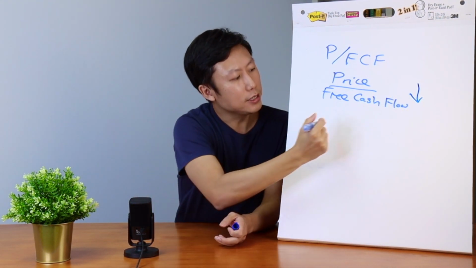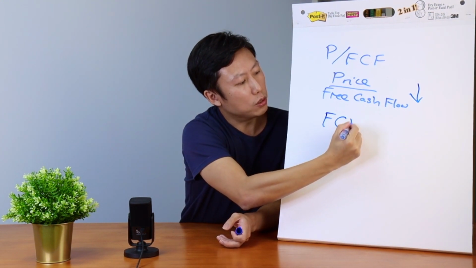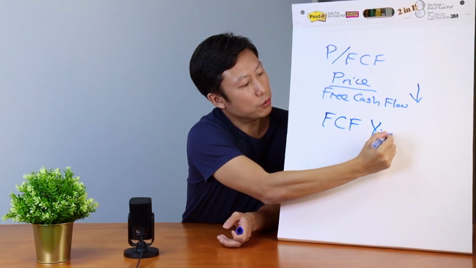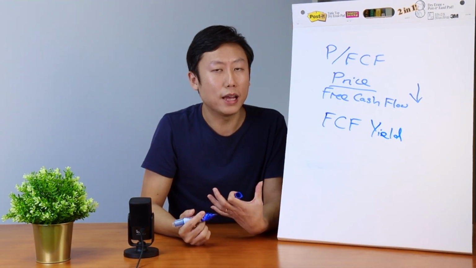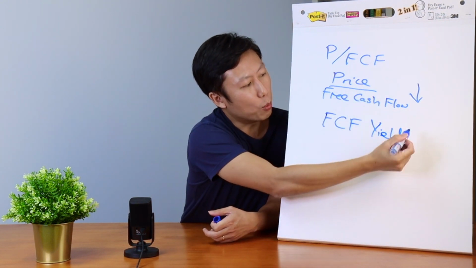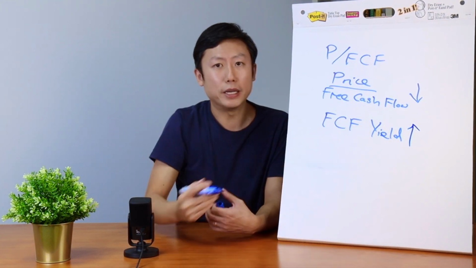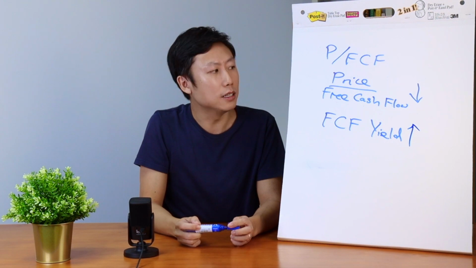If you invert this, and this is what some of the investors will use, it's called the FCF yield, or the free cash flow yield. So the inverse of the price to free cash flow ratio will be the FCF yield, and likewise it is the opposite. You want this ratio to be as high as possible to be considered a value buy.